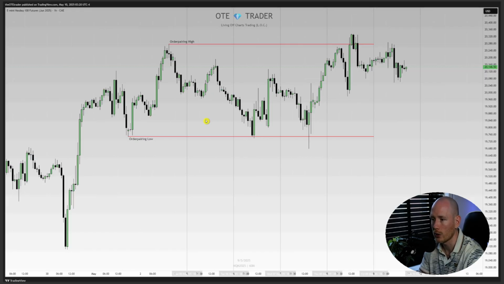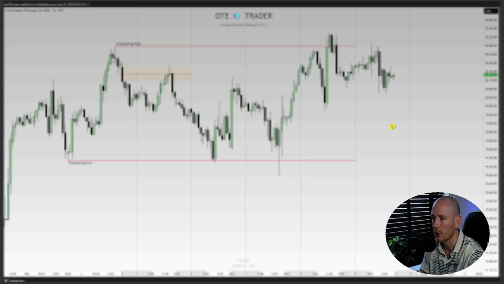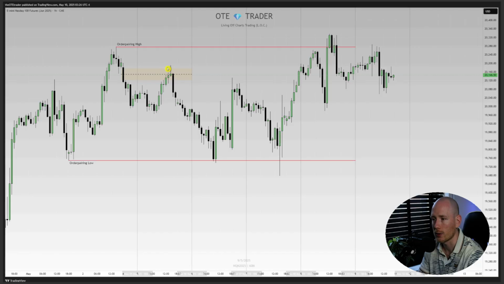It's all probabilities. But the context over here is order pairing low to order pairing high. That is the context, right? You can use this on the high time frame, and you will use it on the lower time frame to find entries as well. So this is my call out, right? From the 1 hour fair value gap down below the low I just marked out. I'm going to break down why I picked this exact fair value gap to trade lower from.